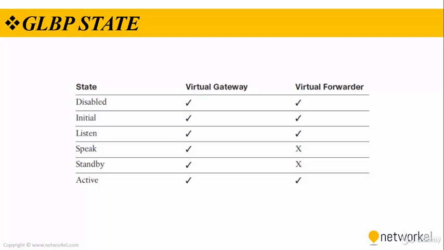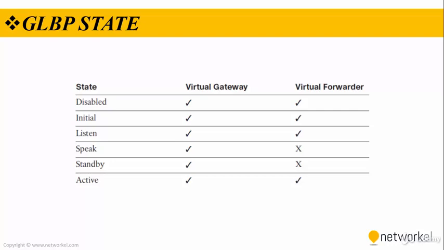The listen means hello packets are received by the virtual gateway. Speak means virtual gateway tries to be active or standby. Standby means gateway in this case is ready to be Active Virtual Gateway in the case there is a problem in the Active Virtual Gateway. Active means this gateway is Active Virtual Gateway and responds to the ARP requests made to the virtual IP address.